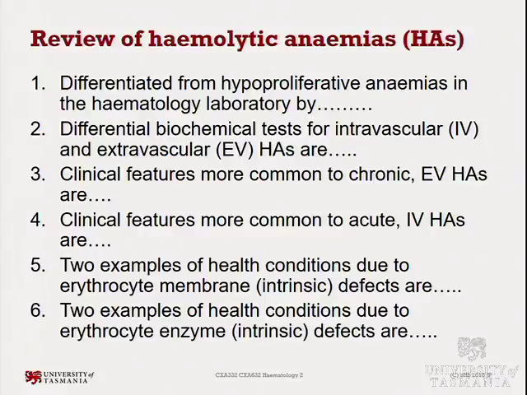And then two examples of health conditions due to enzyme defects within the erythrocytes. Did anyone guess any of those? So we've got G6PD deficiency and pyruvate kinase deficiency. Yeah, they're the two main ones that happen with our enzyme deficiencies.